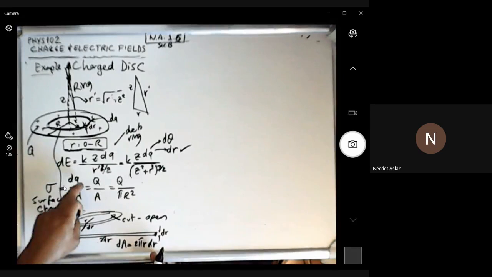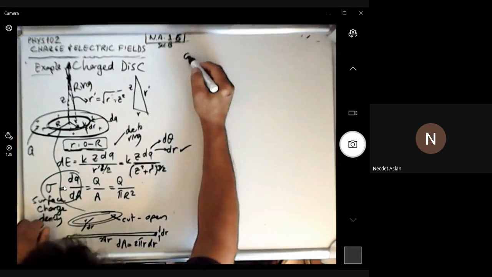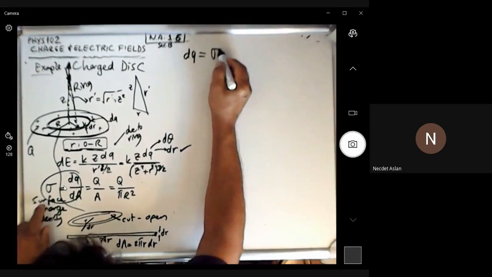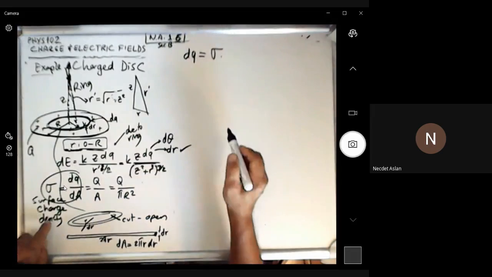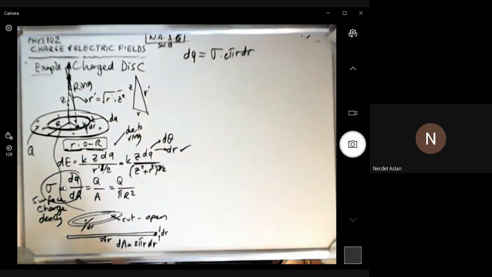Now here, how can we go from dq to dr by using this expression? From this, dq will be given as sigma times 2 pi r dr. Okay, dq will be given by this, right? dA is given by this expression.